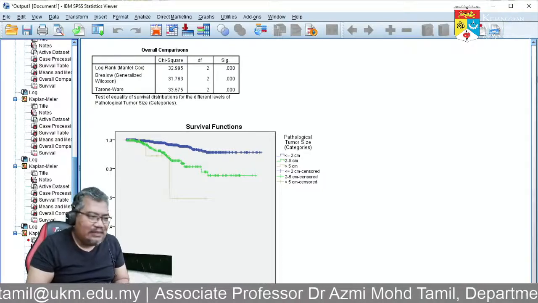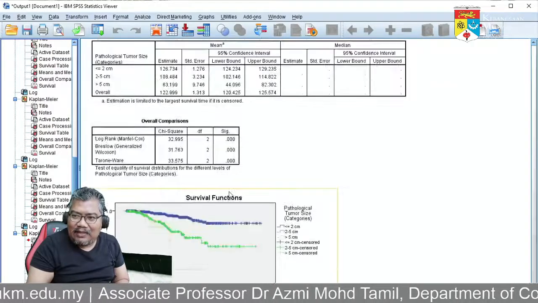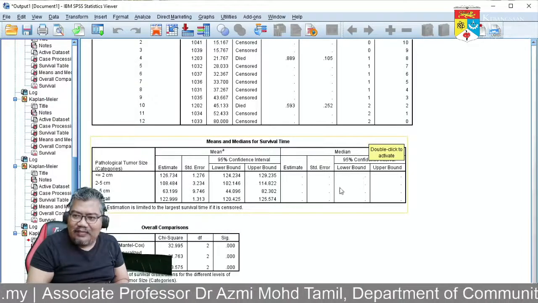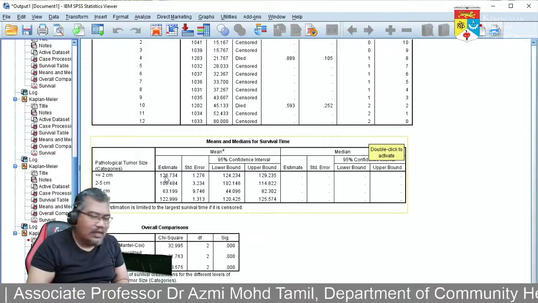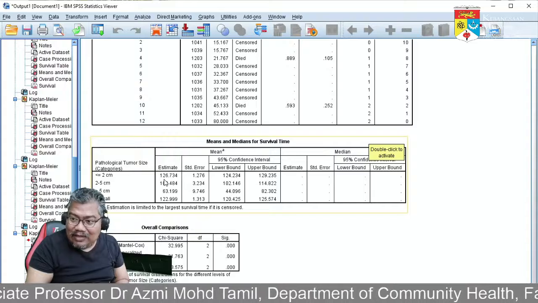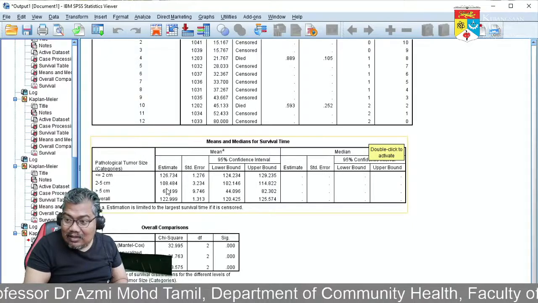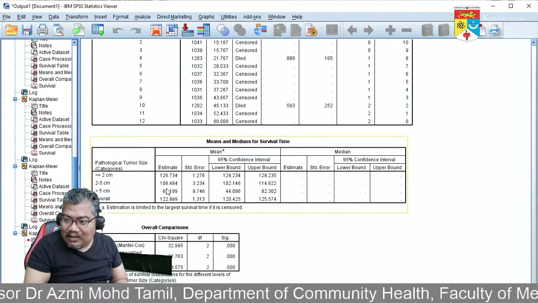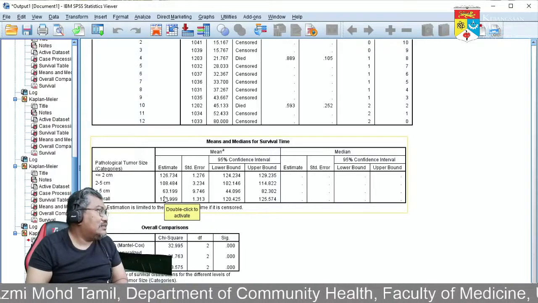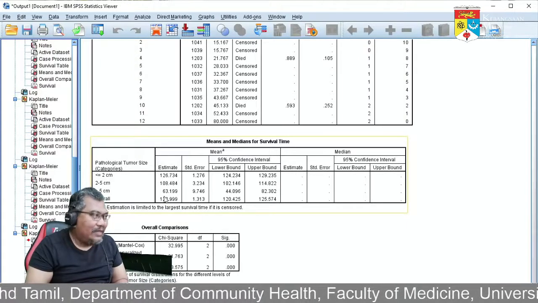Okay. Any questions about Kaplan-Meier? Okay. So as mentioned before, Kaplan-Meier, you compare based on the median survival. If you don't have the median, you use the mean. So you can see here, is it different? Yes. Those with very small tumors, they survive 126 months. Larger bit, 108 months. Very large, they only survive 63 months. Okay, that is the story about Kaplan-Meier analysis.